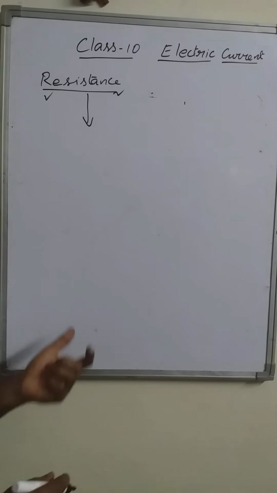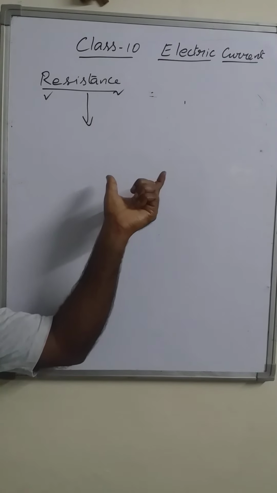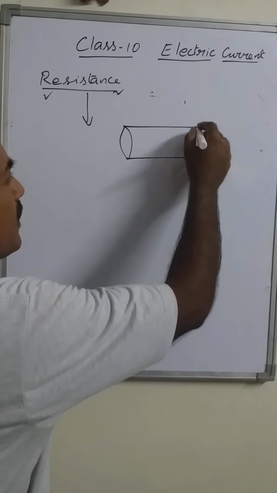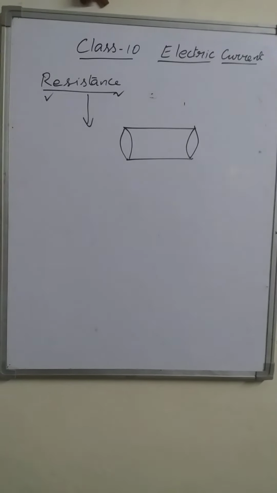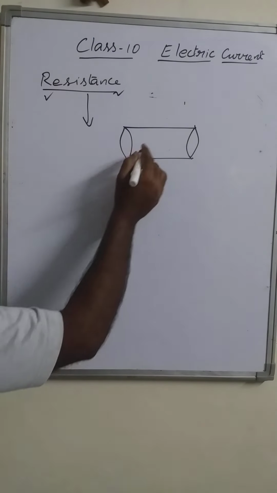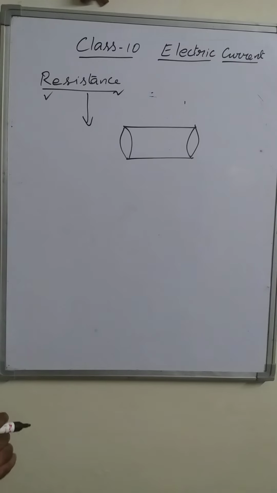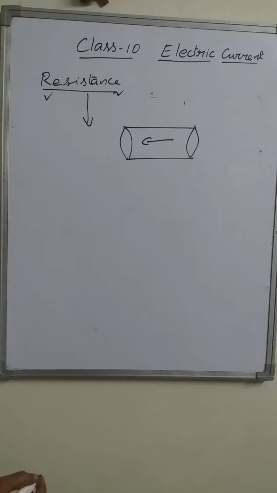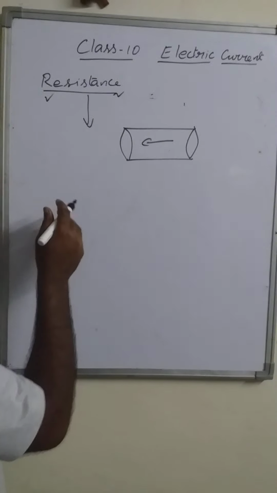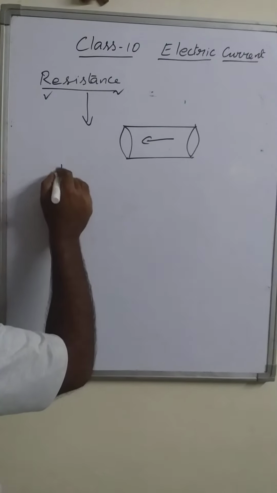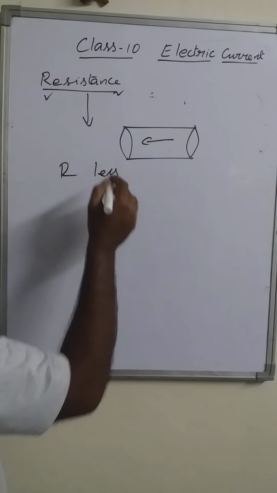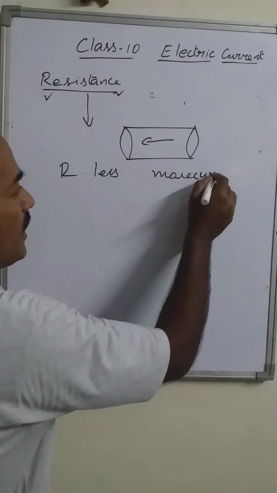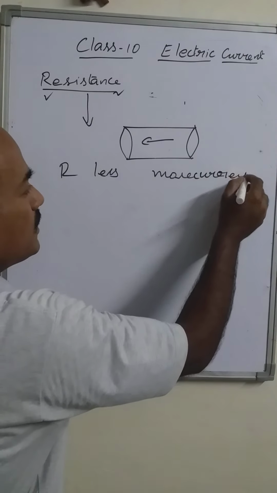But the magnitude of opposition, how much it is opposing, is different in all the conductors. In some conductors, the opposition is less. If the opposition is less, more current flows through it. So that means resistance is less. Resistance less, more current flows. In that condition, we say the conductor is a good conductor.